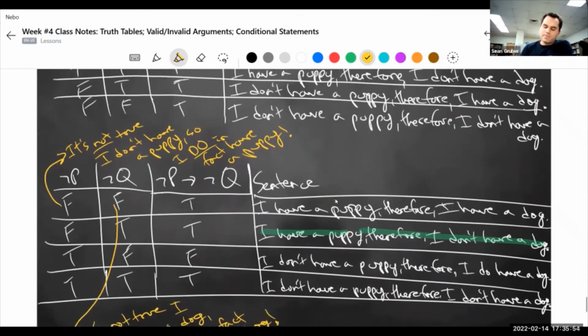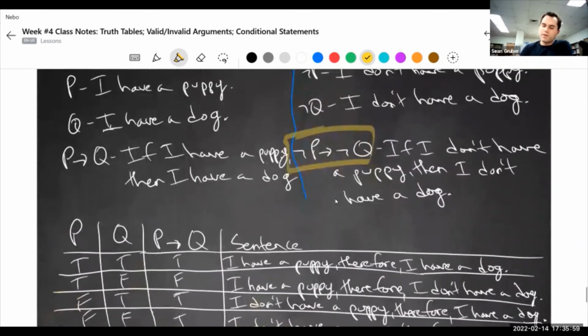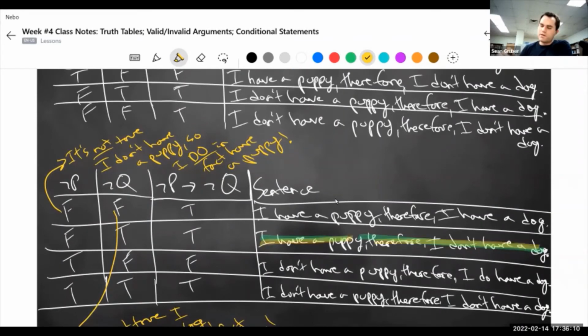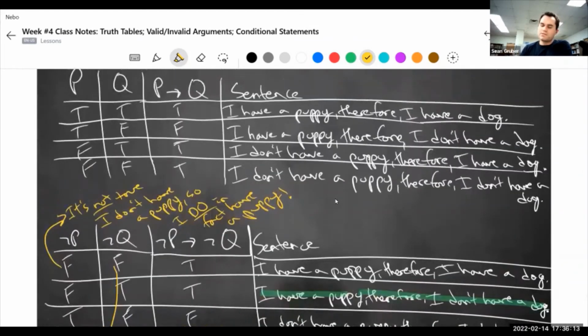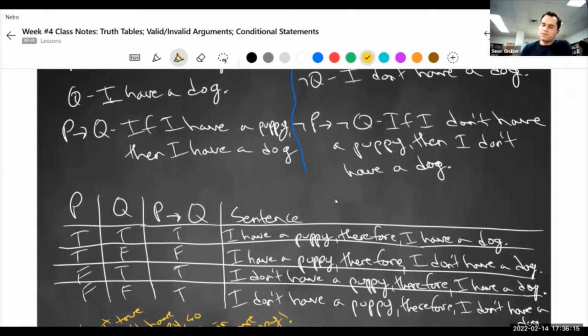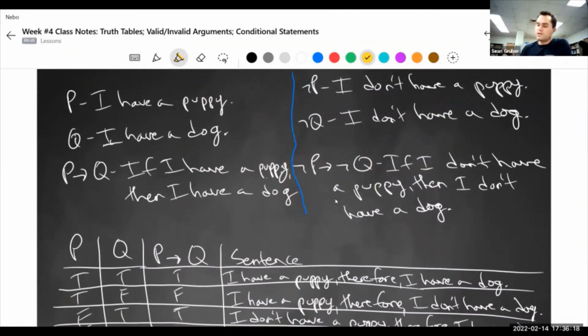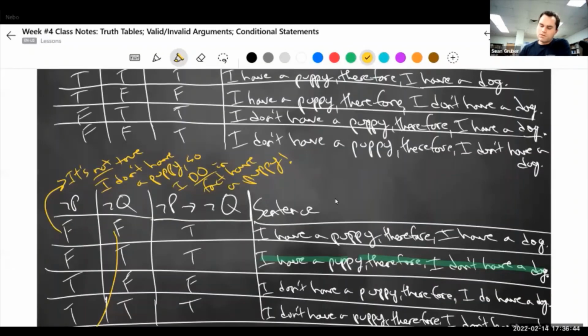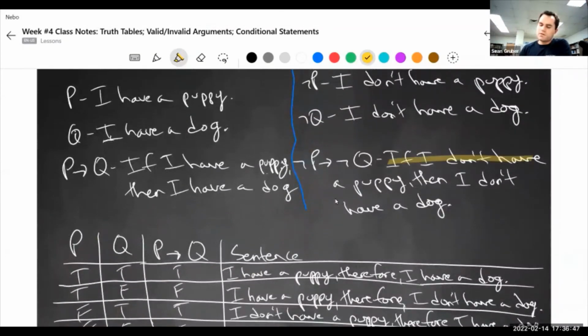So if I say, I have a puppy, therefore I don't have a dog, does that follow our new promise up here? This says, if I don't have a puppy, then I don't have a dog. Does that follow, right? I have a puppy, therefore I don't have a dog. That is okay because we did not satisfy the beginning part here, right? That if I don't have a puppy. Okay, so again, we have kept up with our promise.